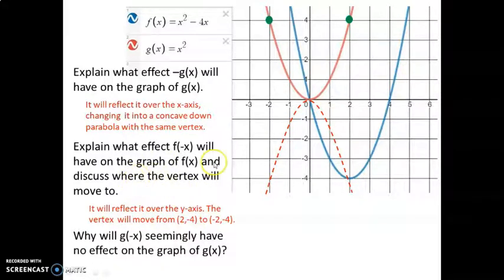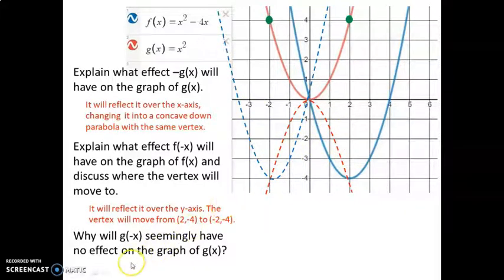And it says, where will the vertex be? Well, the vertex is here at (2, -4), and if we reflect over the y-axis, the vertex will be here at (-2, -4). And you can see this blue dotted line represents that reflection here.